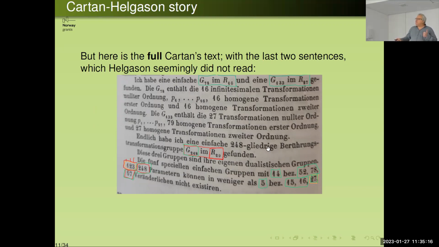In 15, which is F4. In 16, what is E6? Now, in 27, what is E7? Which has the wrong dimension, because E7 has dimension 133. And then eventually Cartan says 57 for E8.